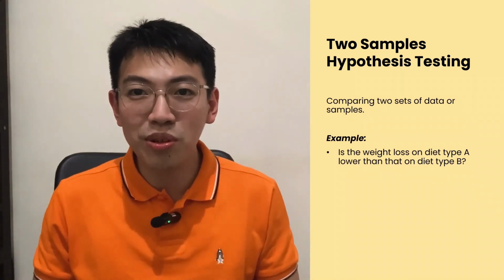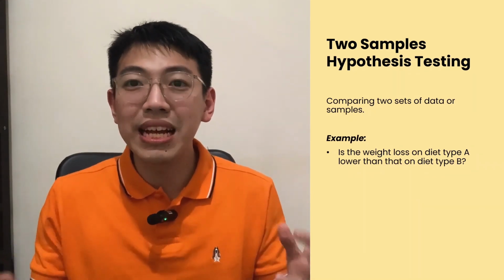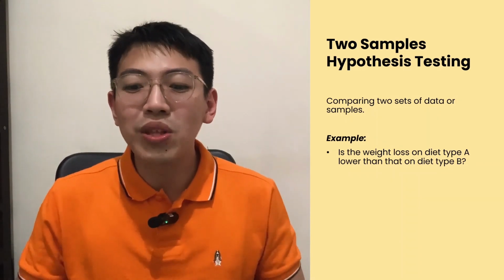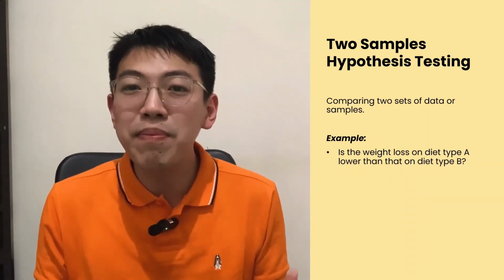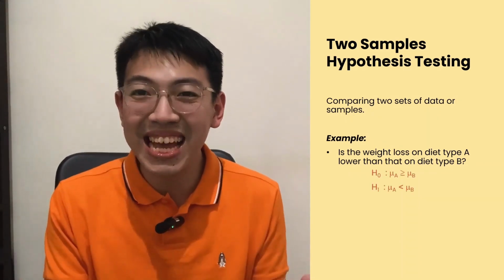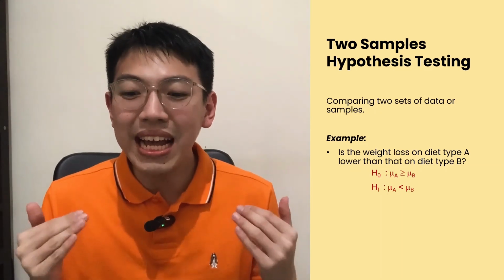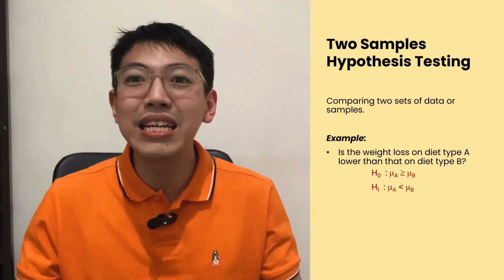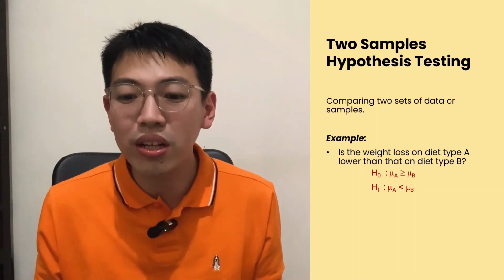The hypothesis will be, since the keyword here is lower than, so the H1 will be mu A is less than mu B. Therefore, the H0 will be mu A is more than or equal to mu B.